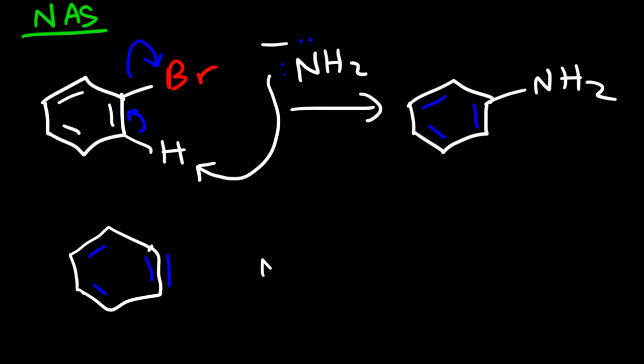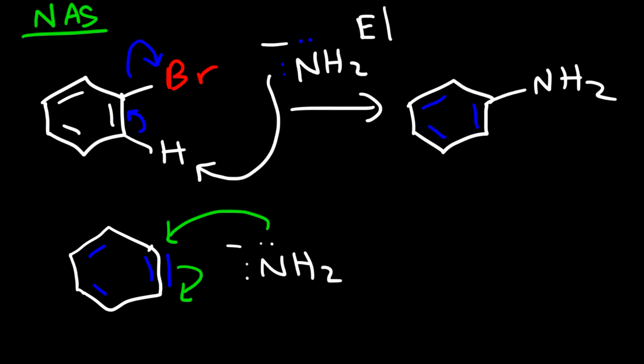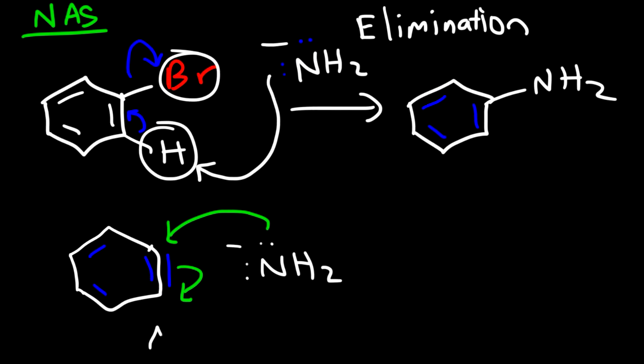In the next step, another NH2 minus ion will attack from either side of the triple bond, putting a negative charge on this carbon. So notice the first step was an elimination step. We eliminated H and Br. Now the second step is an addition step because we're going to add NH2 and also we're going to add a hydrogen as well. You'll see it.